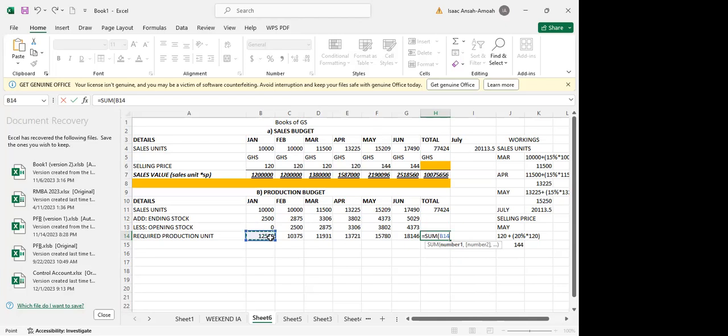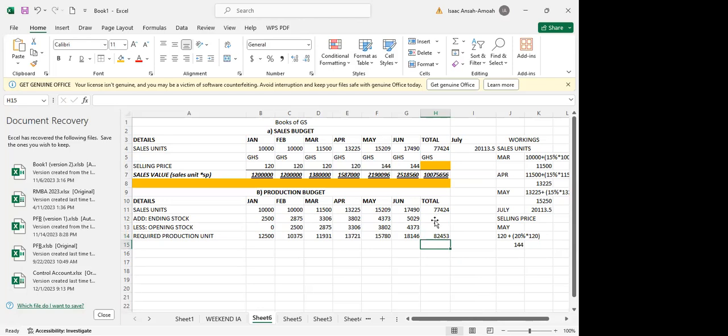What I didn't do up here is that there should be a certain figure here. That figure ought to be the ending stock at the end of the period. It shouldn't be the total. So for ending stock, we don't add everything together, just like I have done here. You're only going to write the last ending stock that you have in possession. So it becomes 5,029. You only write the ending stock at the end of the period.